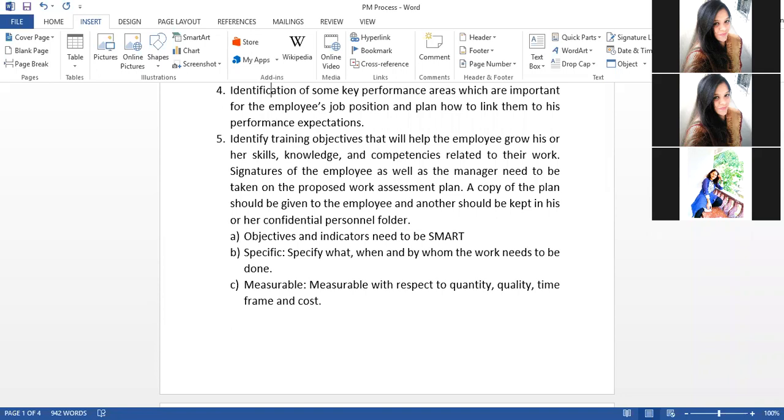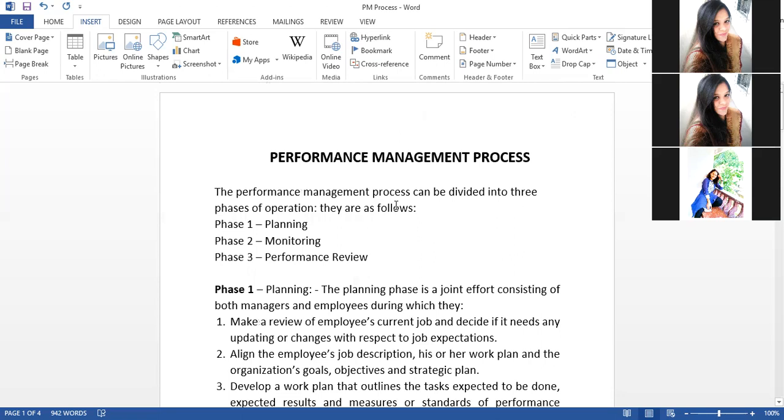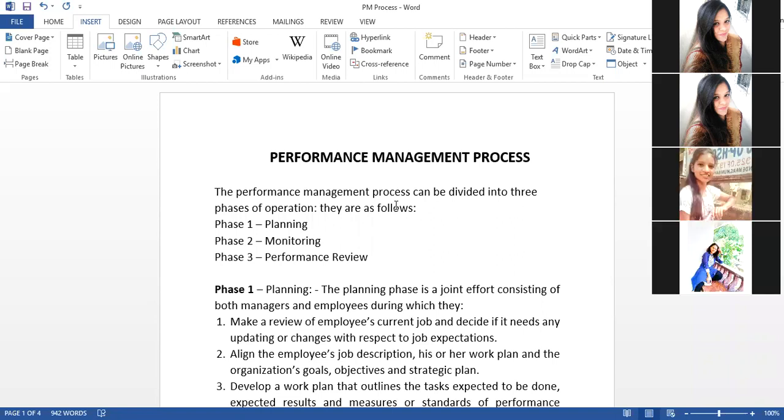So a copy of the plan should be given. One copy should be given to the employee as part of acknowledgement, and one can be kept in his personal folder for future references. So these 5 things can be done in the planning process. I hope there is no difficulty in phase 1, which is planning. I think the managers can spend maximum time over here, because planning at this stage requires a lot of articulation of your views, and your opinions and your subordinates' opinions need to be consolidated. So you can spend a lot of time in phase 1, that is planning.